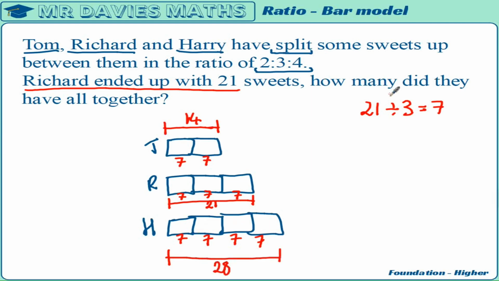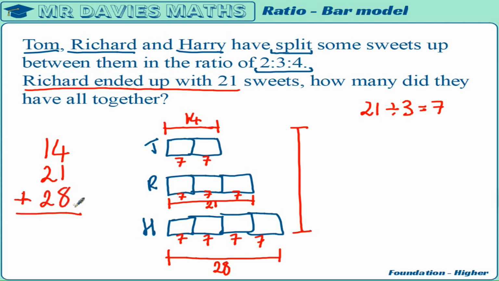But the question actually asks how much did they have altogether. So this one asks for the total. Well, I suppose Tom got 14, Richard got 21, we know that bit, and Harry ended up with 28. All I'm going to do is add those 3 values up. 4 plus 1 is 5, plus the 8 is 13, 1 plus the 2 is 3, 4, 5, 6. It actually started off with 63 sweets in the whole question. So my answer would be 63.